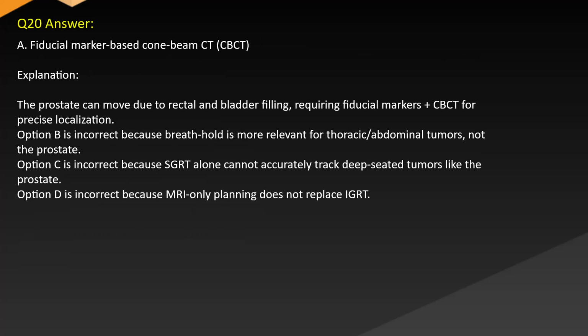Answer A. Fiducial marker-based IGRT. Explanation: the prostate can move due to rectal and bladder filling, requiring fiducial markers or CBCT for precise localization. Option B is incorrect because breath hold is more relevant for thoracic and abdominal tumors, not the prostate. Option C is incorrect because SGRT alone cannot accurately track deep-seated tumors like the prostate. Option D is incorrect because immobilization planning does not replace IGRT.